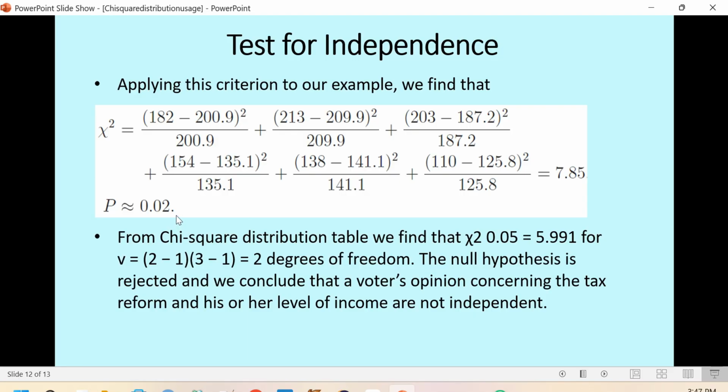So we are skeptical about this null hypothesis. I'd say we have 98% confidence to reject this null hypothesis. I'd say these two categorical variables, income and their opinions, are not independent.